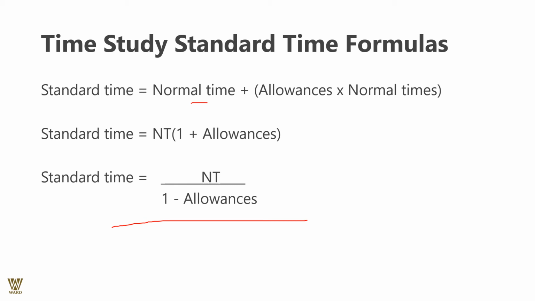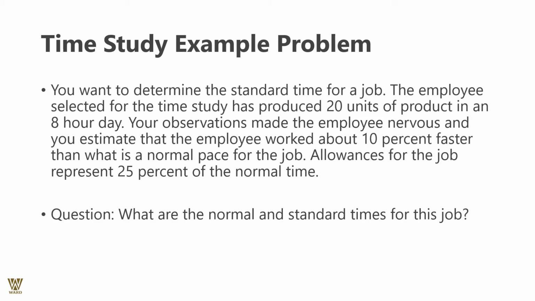Remember, the first statement is very important. Standard time for assembling a mobile is the normal time plus the allowances that the person is taking, so allowances on the normal time are carried forward. So let us understand the time study example problem. Let's say you want to determine the standard time for a job. The employee is studied for the hours to produce 20 units of product, let us stick with the mobile, 20 units in an 8-hour shift.